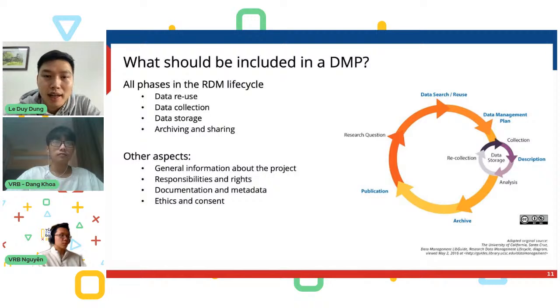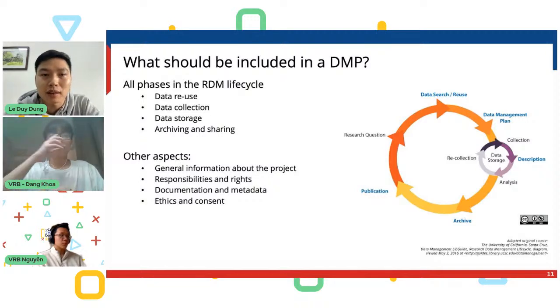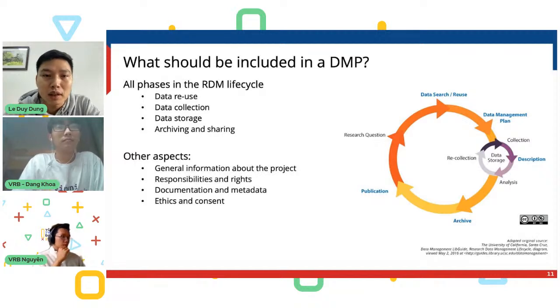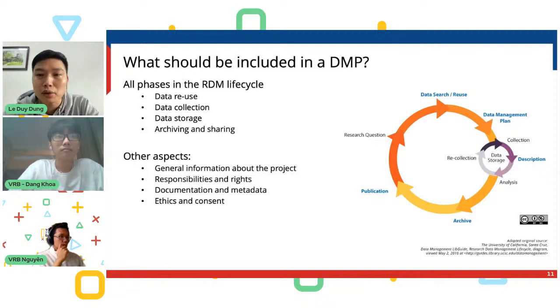Okay, so this slide is very short. It basically summarizes what should be included in your data management planning. It includes all the phases in the research data management lifecycle. You need to talk about whether you can reuse your data in the future, whether you have to collect it by yourself or you can use some of the existing data created by other researchers. How are you going to store it? How are you going to archive it and share it with the research community? Those are the things that are very specific to the research data.